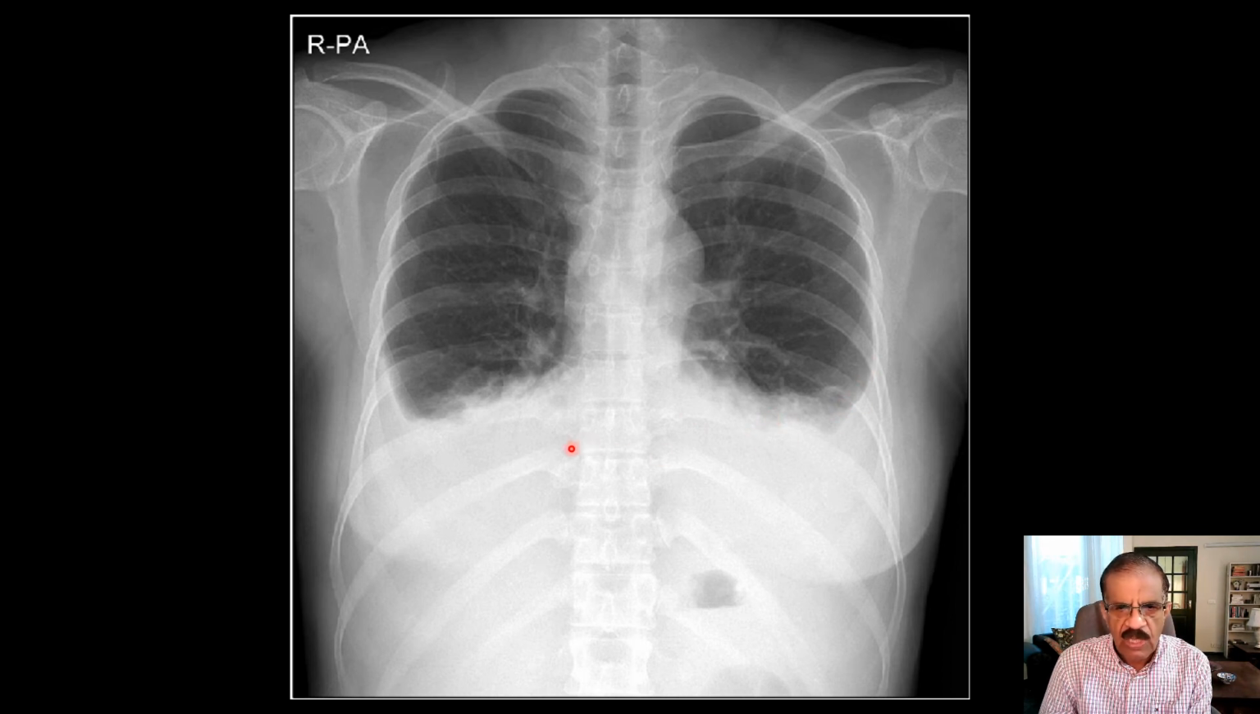So you can't really appreciate the heart size. So it is not possible to tell if there is cardiomegaly or not. But there are other causes of bilateral pleural effusion. This patient, most probably a woman, must have another cause. So this is definitely a case of bilateral pleural effusion.